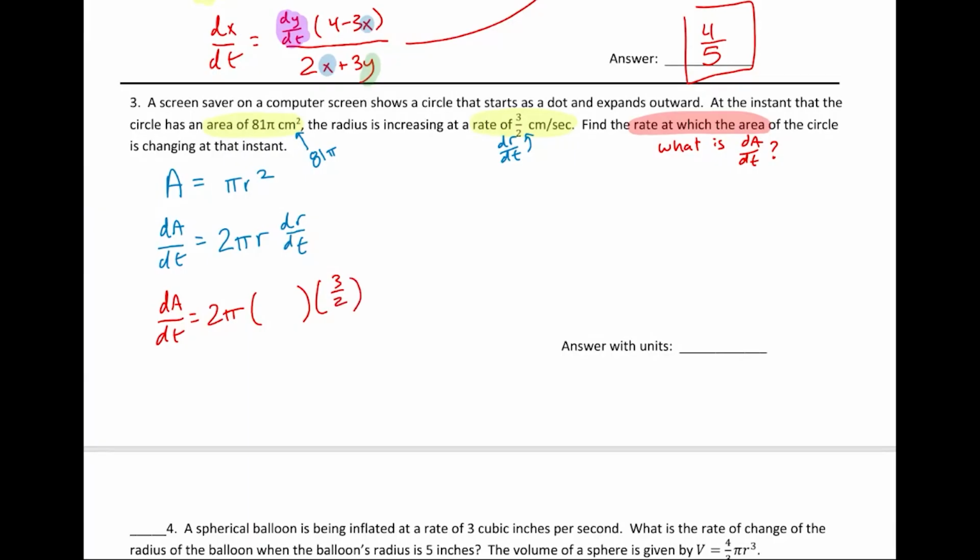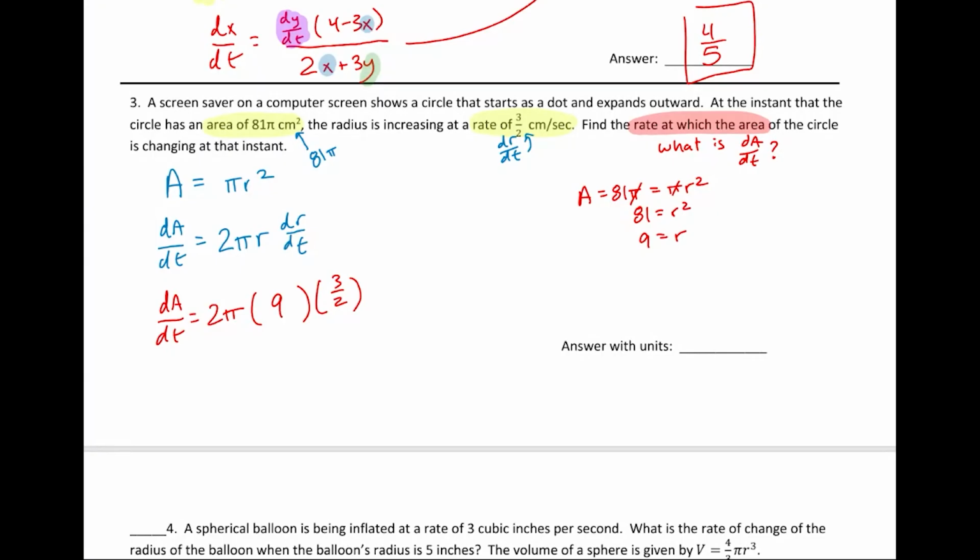So the question about the radius is, what is the radius? They didn't say explicitly what the radius was, but it does say the area is 81 pi. And so if the area is 81 pi and the area is pi r squared, we can determine pretty easily that the radius at this moment is 9.